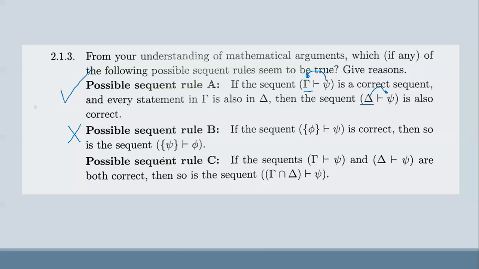No. C. If the sequents gamma entails psi and delta entails psi are both correct, then so is the sequent gamma intersection delta entails psi. Is that correct too? Well, the intersection of two sets means all the things that they hold in common. So could it be the case that all the stuff in gamma entails psi, and all the stuff in delta entails psi, but the things that they have in common don't entail psi? Well, yeah, I think it could.